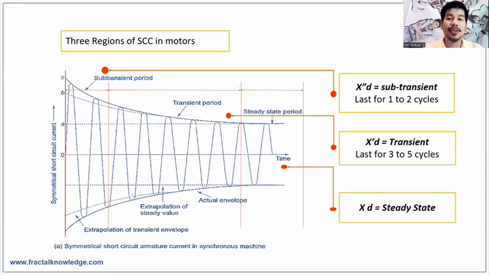Last in the slide shown are the 3 regions of short circuit current. The first 1 to 2 cycles are the sub-transient region. The last 3 to 5 cycles are the transient state region. And the third is the steady state region. If you have more time to take a closer look at this oscillograph, you can determine that the X/R ratio is higher in the sub-transient region going down to steady state.